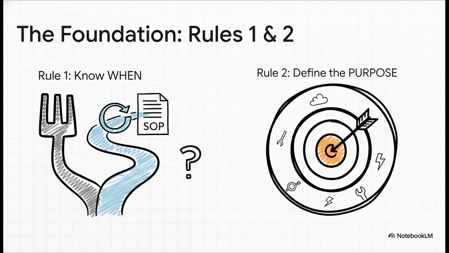Rule 1 is all about knowing when you should even write an SOP in the first place. You don't need one for everything. The key is to focus on tasks that are super critical and have to be repeated the same way every time. Then there's Rule 2, define the purpose. Be really explicit about what the SOP covers, and just as important, what it doesn't cover. That'll save you a ton of confusion later.